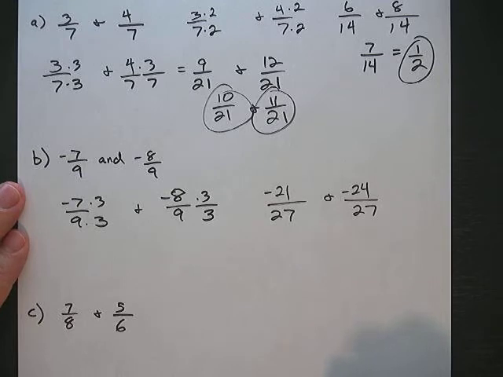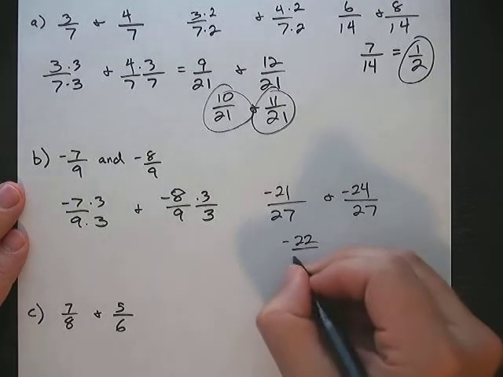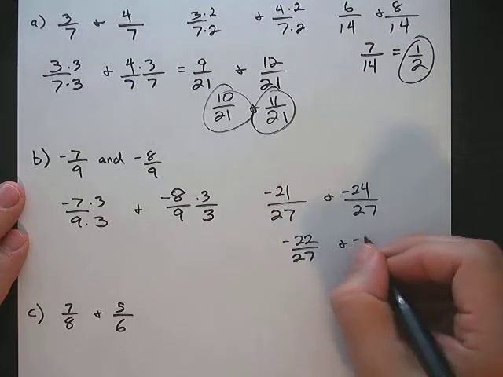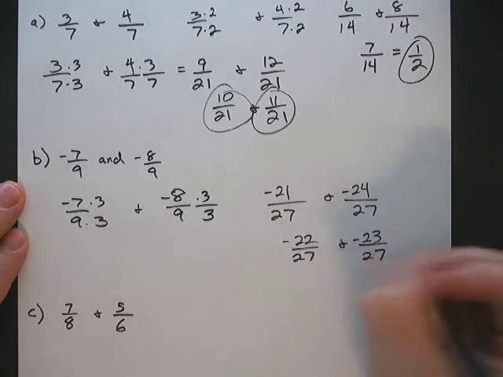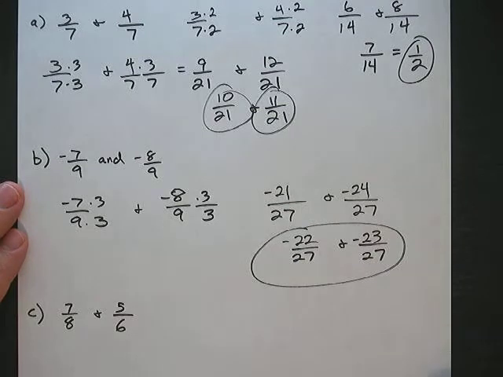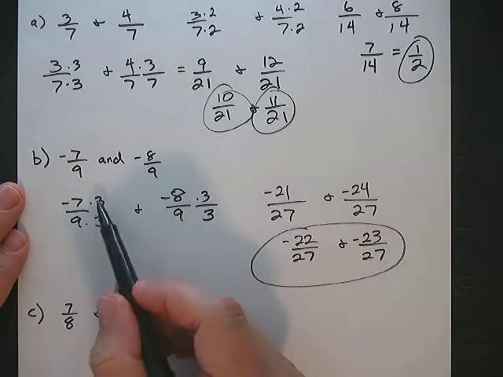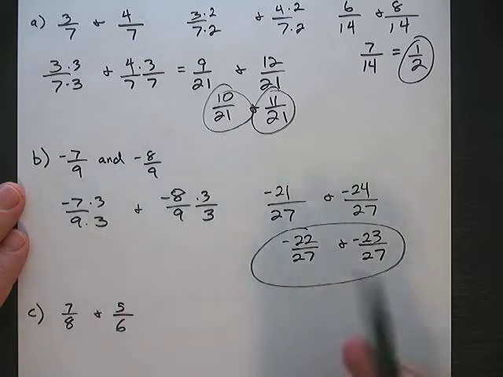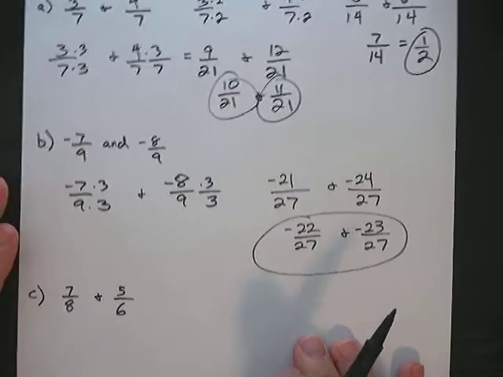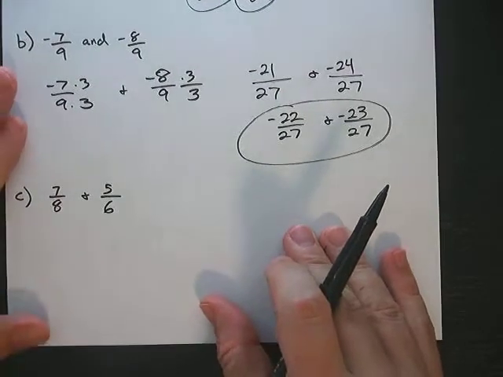Okay, so what are the two numbers that we can find between those two numbers? Well, we have -22 over 27 and we have -23 over 27. Those are two numbers that are between -7 over 9 and -8 over 9. Now keep in mind that we could find infinitely many numbers if we wanted to. If I wanted to multiply this by 4 on top and bottom, I could get even more choices. Okay? All right, last one.